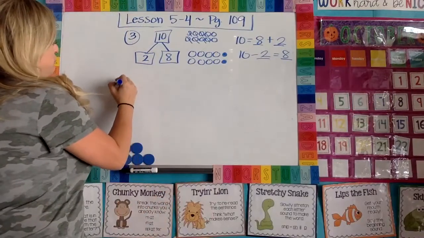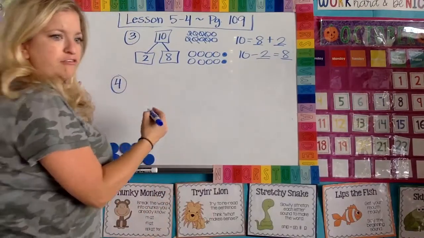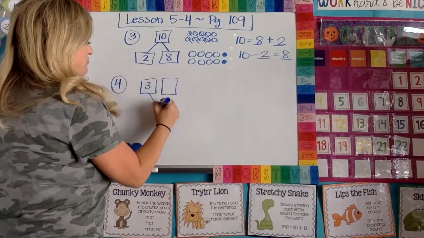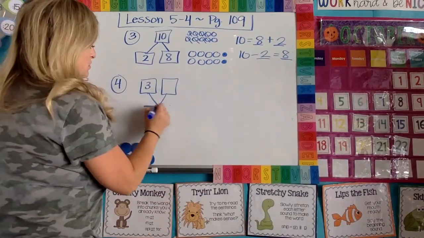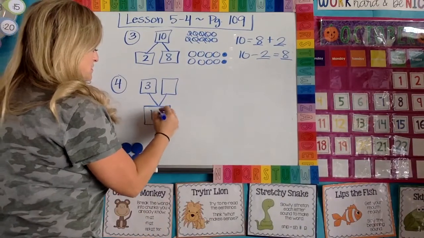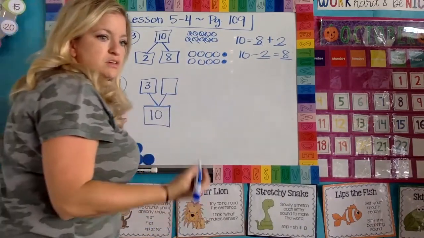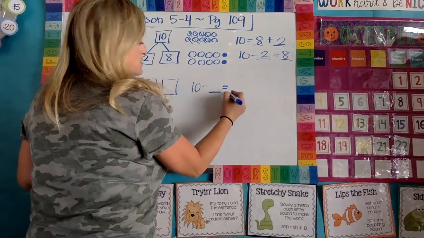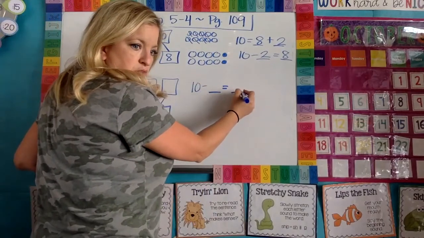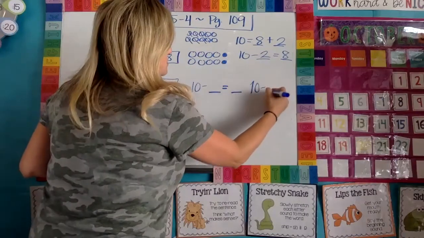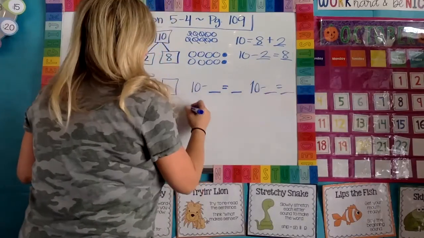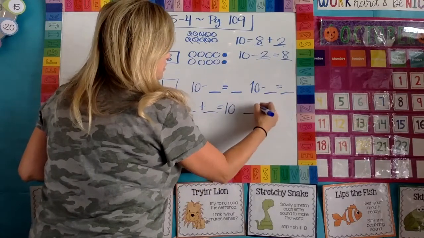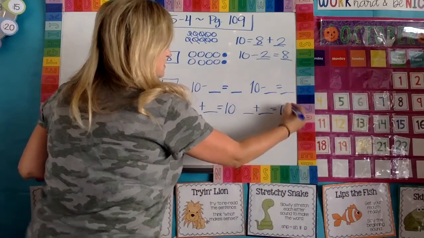Now I'm on number 4, and I have 3, and I have down to 10. So what they did is they just filled in the blanks. 10 minus blank equals blank. 10 minus blank equals blank. Blank plus blank equals 10. Here's my 2 addition. Blank plus blank equals 10.